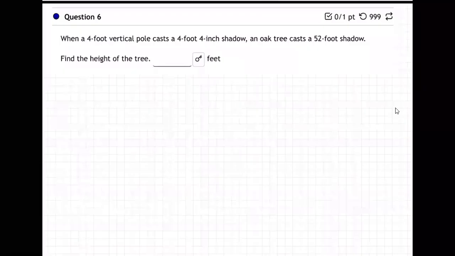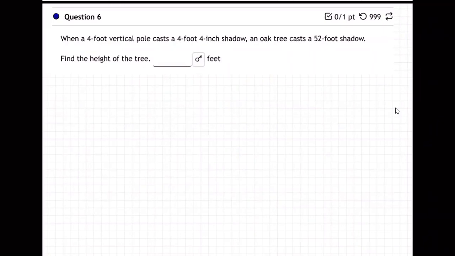Okay, so on this one, we have a 4-foot vertical pole that casts a 4'4" shadow. An oak tree casts a 52-foot shadow. So what are we talking about? Let me draw for you what's happening in this situation.